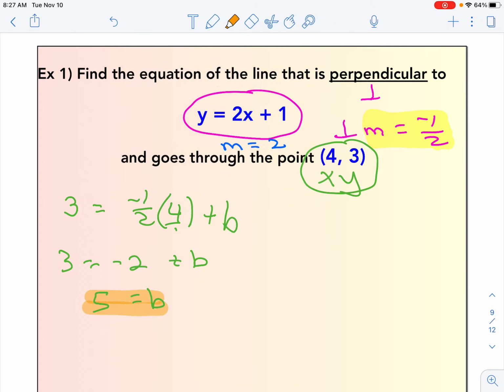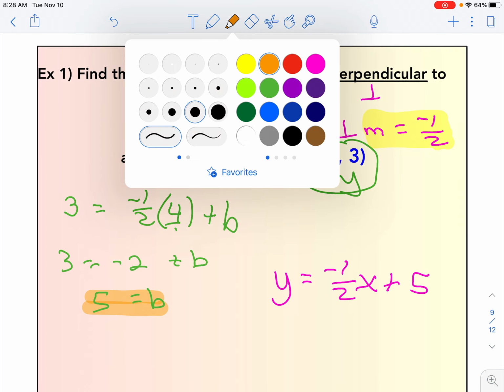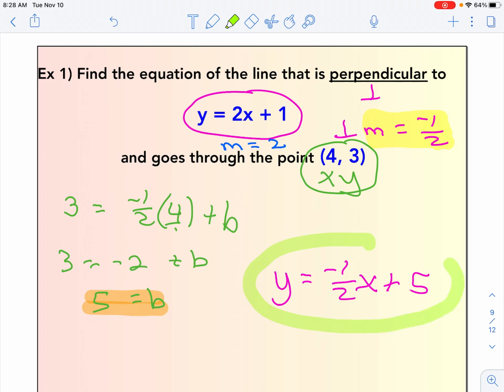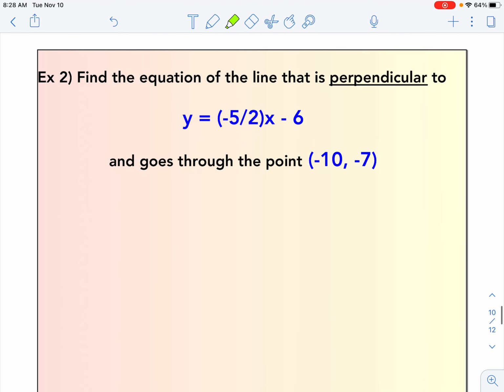So now you have enough to write the equation. It will be y equals negative 1/2 x plus 5. So it's similar to what we did with parallel lines, only the difference is we have to not use the same slope of the given line, but we have to use the opposite reciprocal slope with the given point.